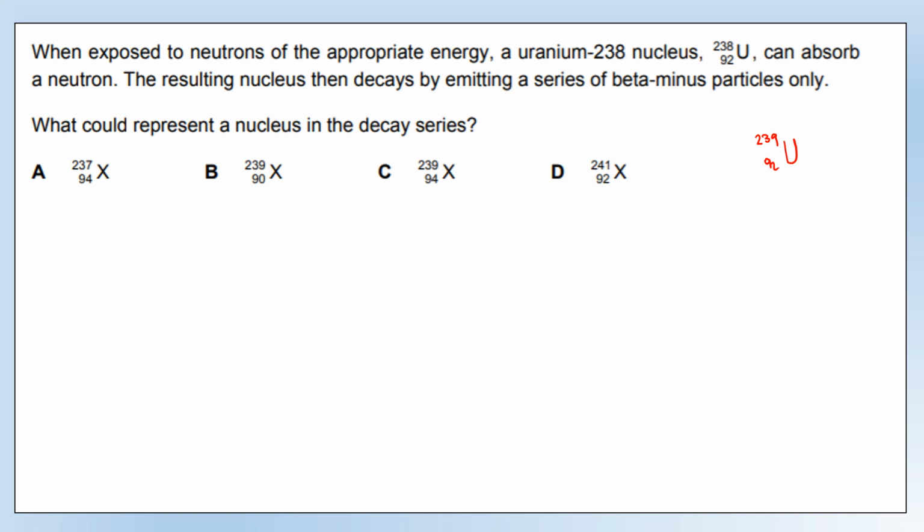So A is wrong because the nucleon number has changed. B is possible. C is possible based on nucleon number. D is wrong based on nucleon number. And then beta decay causes the proton number to increase, so B is wrong, so that must mean C is correct.